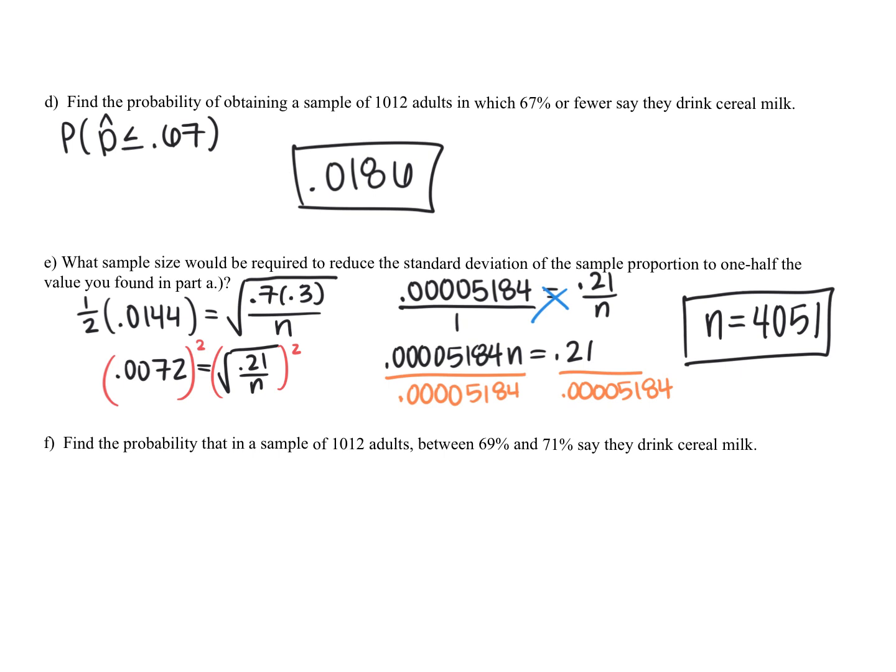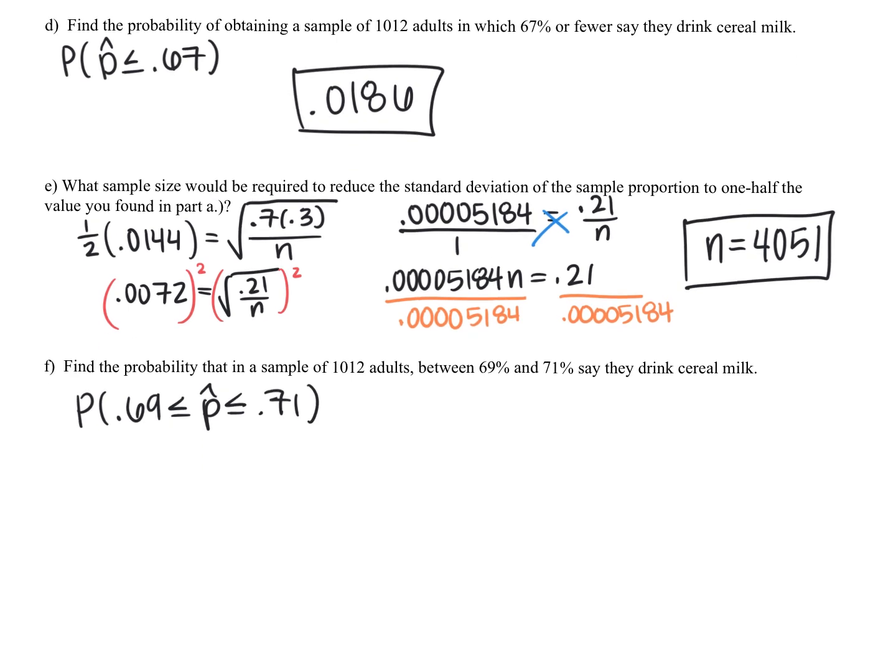Then the last part, find the probability that in a sample of 1,012 adults, between 69 and 71% say they drink cereal milk. So we're trying to find the probability that p hat is between 0.69 and 0.71. So again, I'm just going to use normal CDF with those values and my mean and standard deviation. So lower bound 0.69, upper bound 0.71, mean of 0.7, standard deviation of 0.0144. And we're going to get 0.5126.